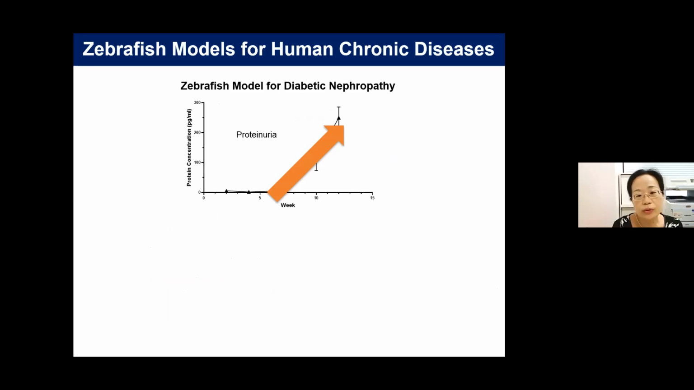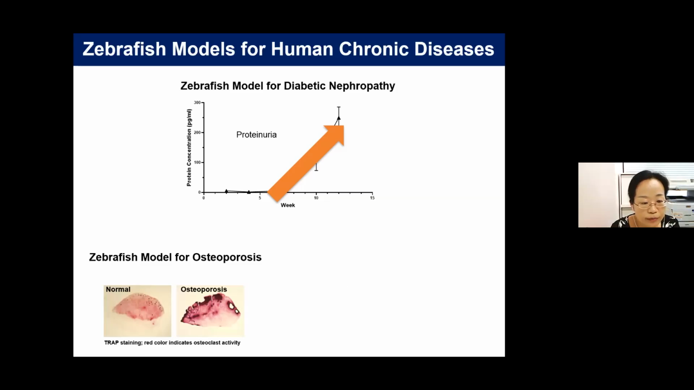This is the zebrafish model for diabetic nephropathy. I'm sorry, because this is unpublished data, I cannot show the details. We just developed a specific transgenic line with which we can track the proteinuria of the diabetic zebrafish. So we can find the continually increased proteinuria leakage in the diabetic nephropathy model.